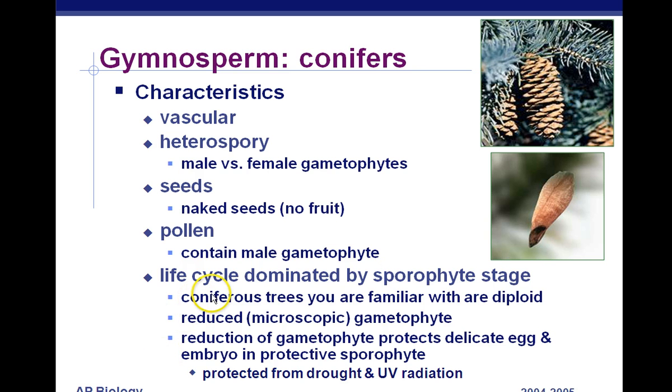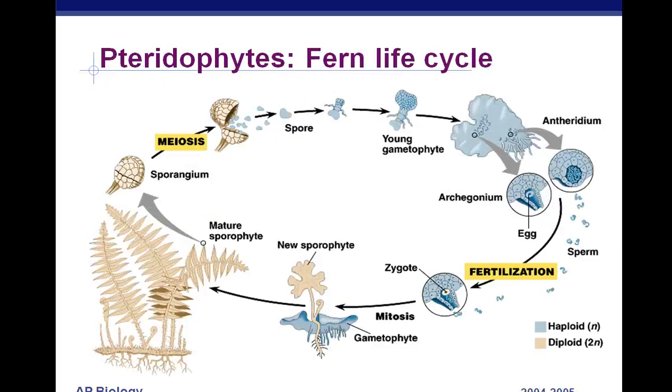The life cycle in gymnosperms as well as angiosperms is dominated by the sporophyte. When you see a Christmas tree or any of those pine trees, that's all sporophyte or diploid cells, two sets of chromosomes. Coniferous trees you are familiar with are diploid, and we have a reduced microscopic gametophyte within the cone structures of these trees. So if you remember, with the bryophytes, the sporophyte was a small part of the life cycle. It was that little brown part at the top. Go back to that.